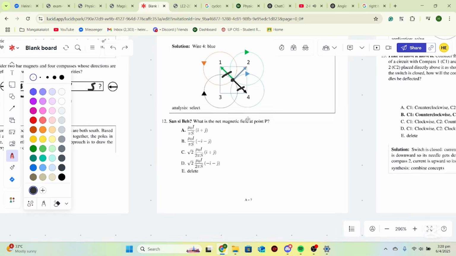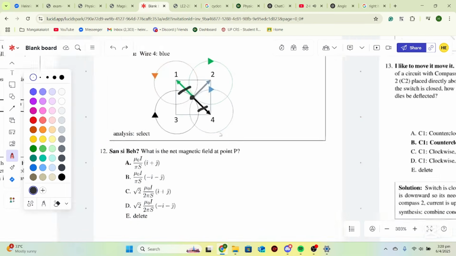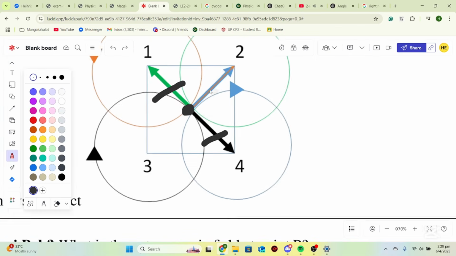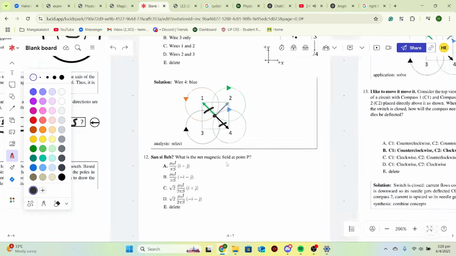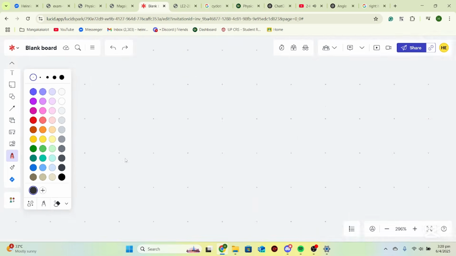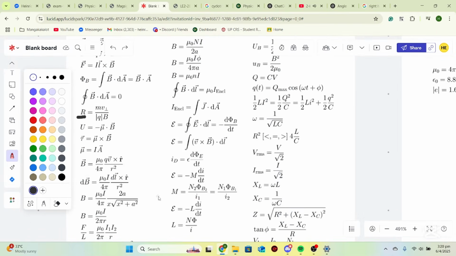For number 12, it asks what is the net magnetic field at point P. We know that 4 and 1 go the same direction, and 2 and 3 cancel each other out already. So now we have 2 lines going there. The equation that we use for this, from the list of formulas, will be B is equal to mu naught I over 2 pi r.